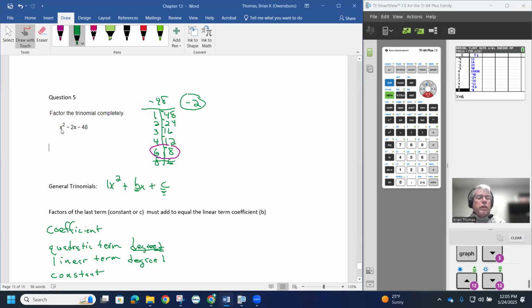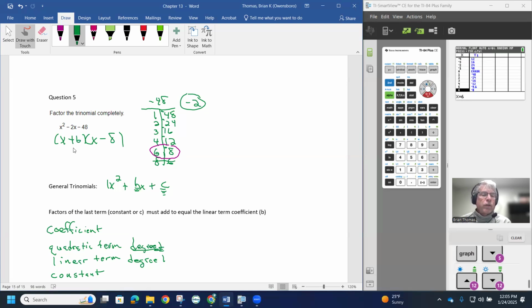So what made this easy is since the quadratic term had a coefficient of 1, all we have to do is set up two sets of parentheses. The x squared goes here and here. The factors of x squared, there's only one way to do that, x times x. But notice this -48 had a lot of choices. A lot of choices. But the choice that gave me the -2 was only one. So this tells me to use a +6 here and a -8 here. And that'd be the factorization.